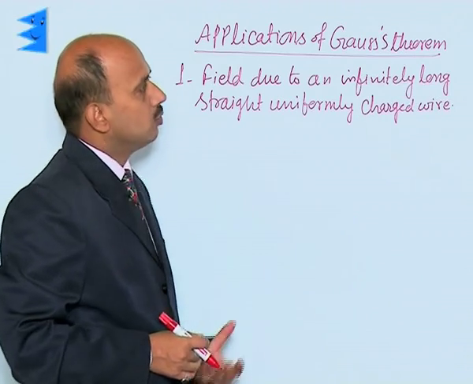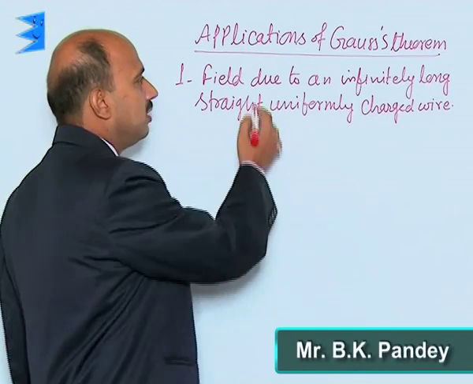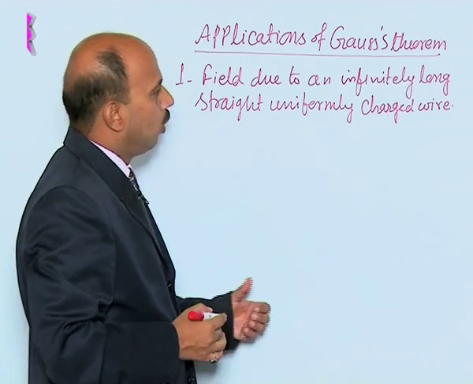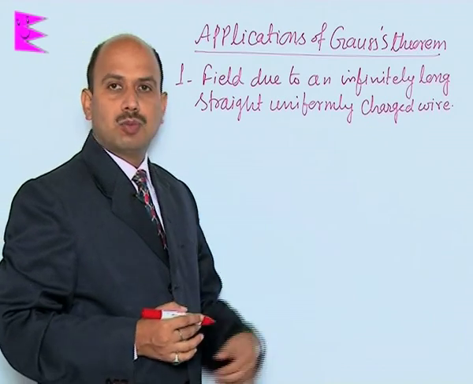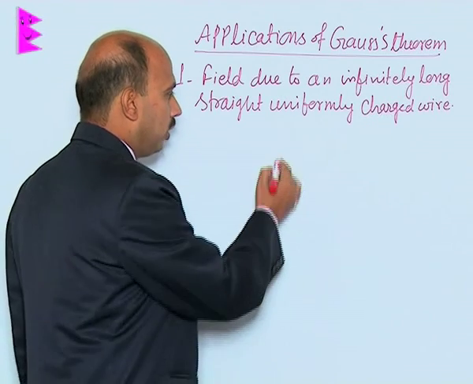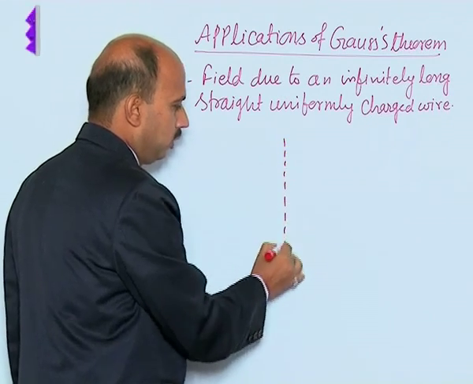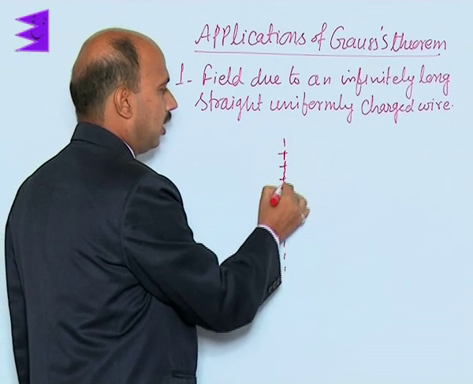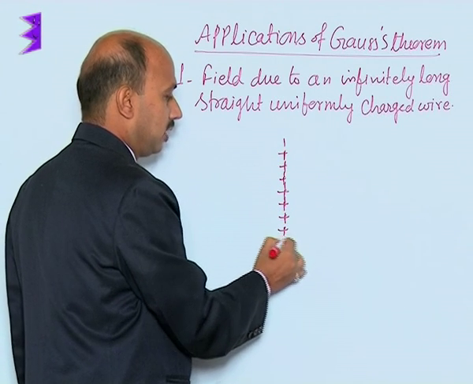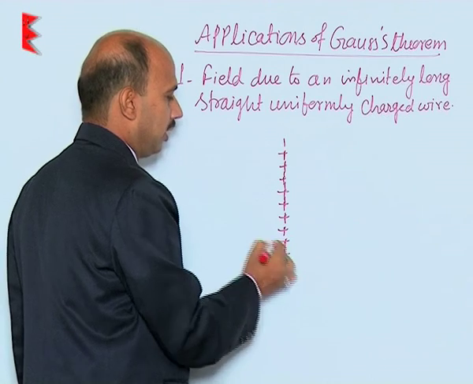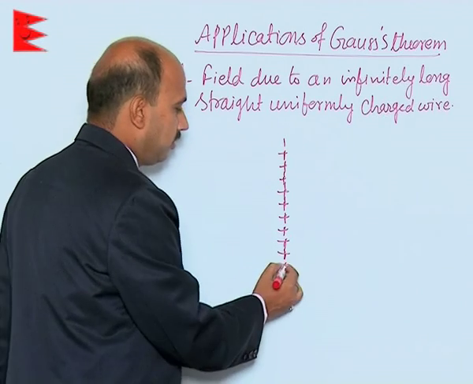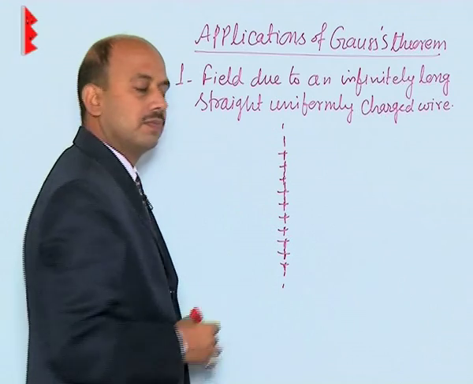Now see applications of Gauss's theorem. First one is the field due to an infinitely long straight uniformly charged wire. Suppose you have this uniformly charged wire, and here the charge distribution is linear. This is an infinitely long thin wire.